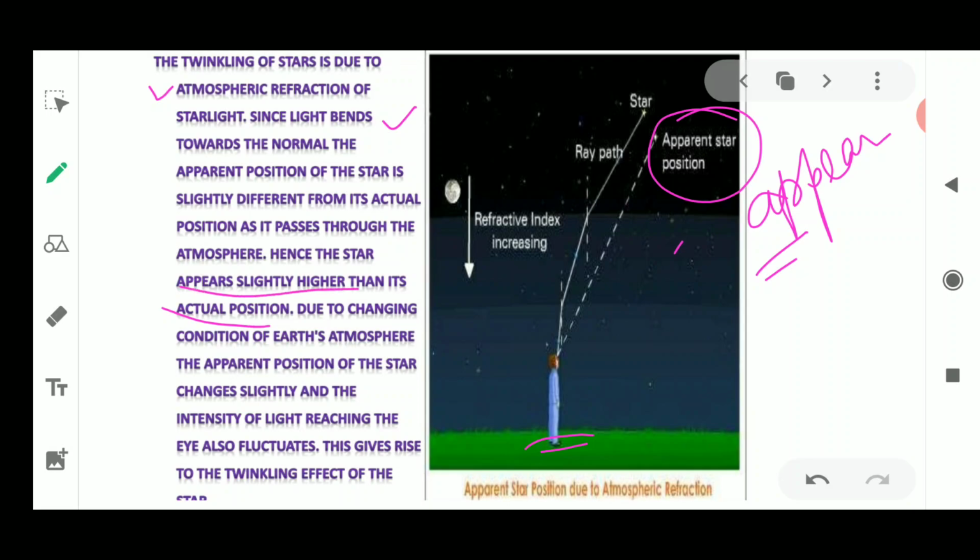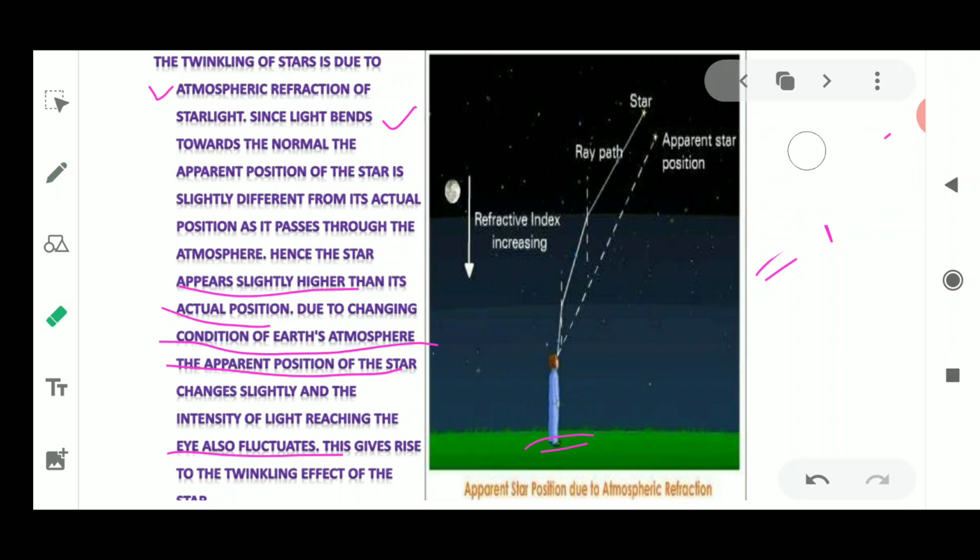Now due to the changing condition of the earth's atmosphere, the apparent position of the star changes slightly, and the intensity of the light that reaches our eyes also fluctuates. This gives the star a twinkling effect. Just because of the different densities of the atmosphere, we can see the twinkling.